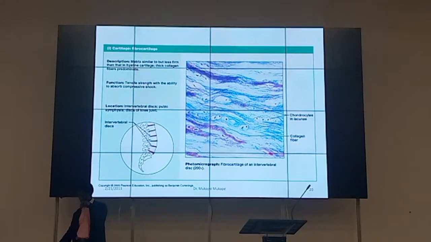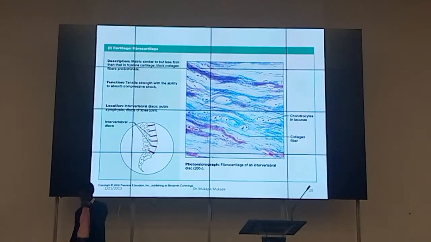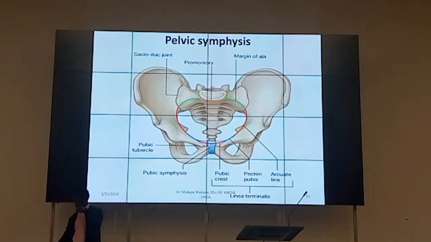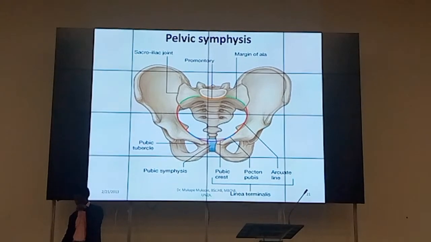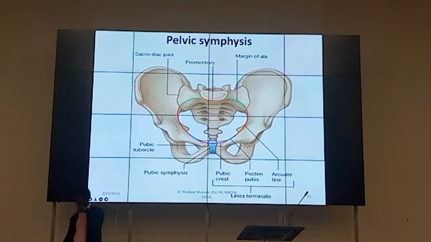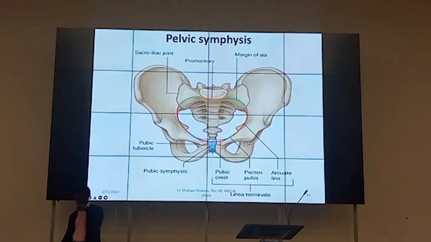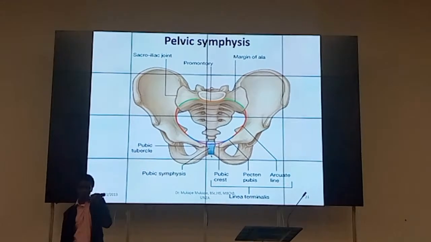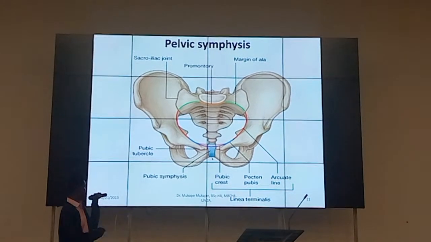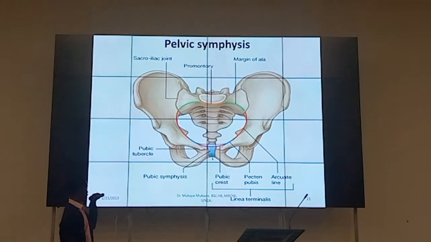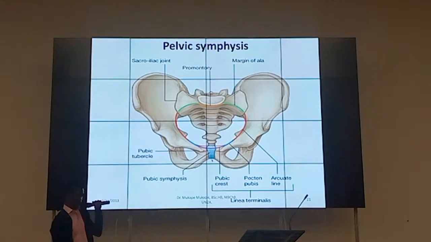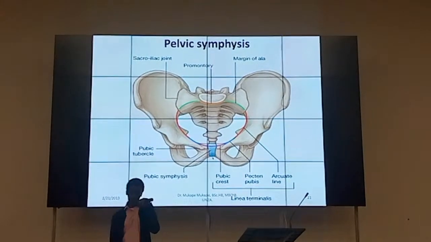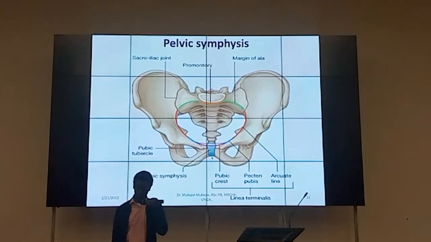Fibrocartilage is found in the intervertebral discs. Okay, the pubic symphysis. The pubic symphysis is this blue structure here. That's the pubic symphysis, it's cartilage. It is found between the two pubic bones, the hip bones in front. There is a cartilage there, which is basically fibrocartilage.